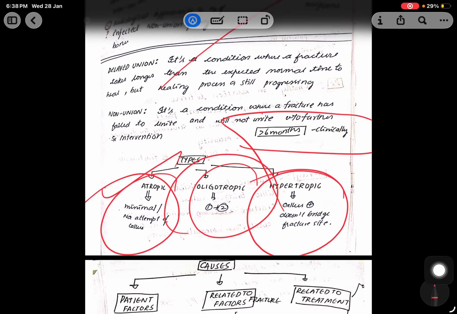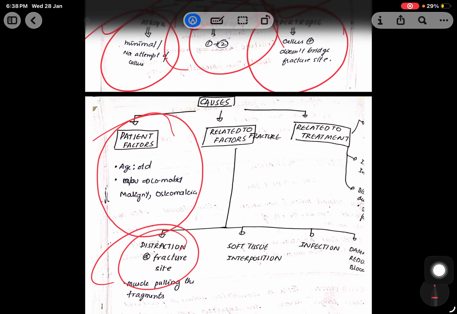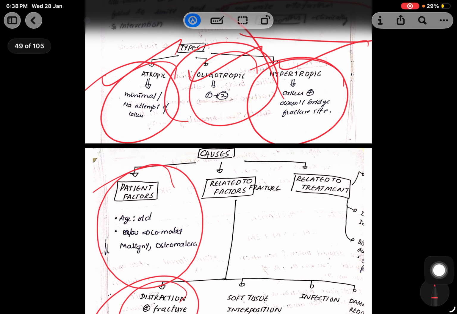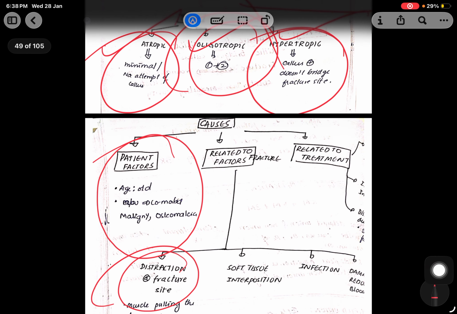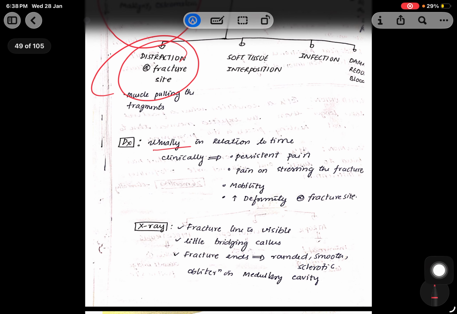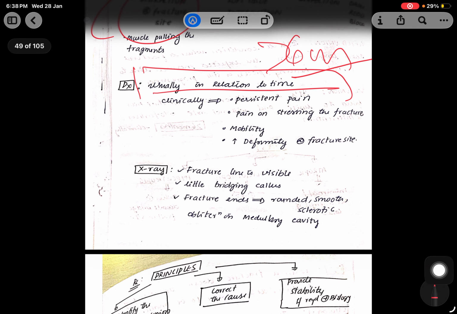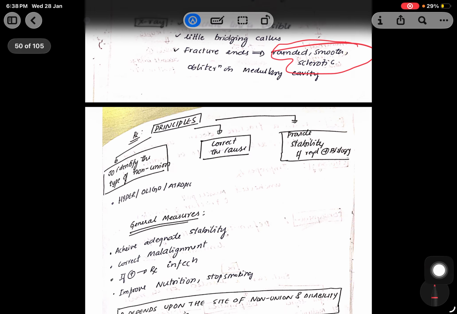So it is atrophic, hypertrophic or oligotrophic. Again, causes: patient factors, factors related to the fracture itself, that is distraction at the fracture site especially for atrophic or oligotrophic, and factors related to treatment, which I will show. Then diagnosis, it's usually in relation to time, that is, it should be more than 6 months. While writing about the X-ray, make sure you write about this thing, rounded, smooth, clear or tapered tip. That's the major thing. Okay.